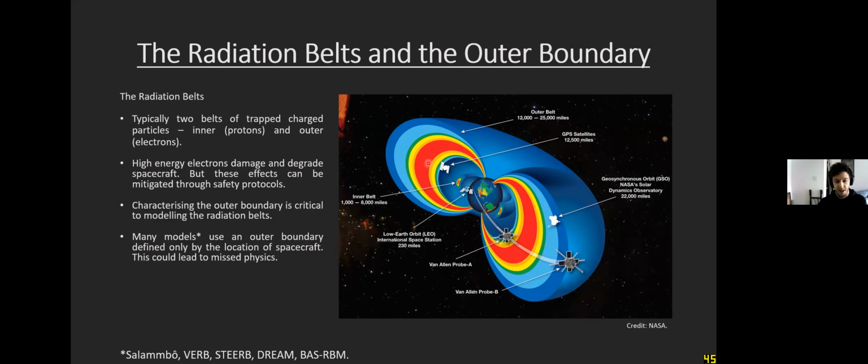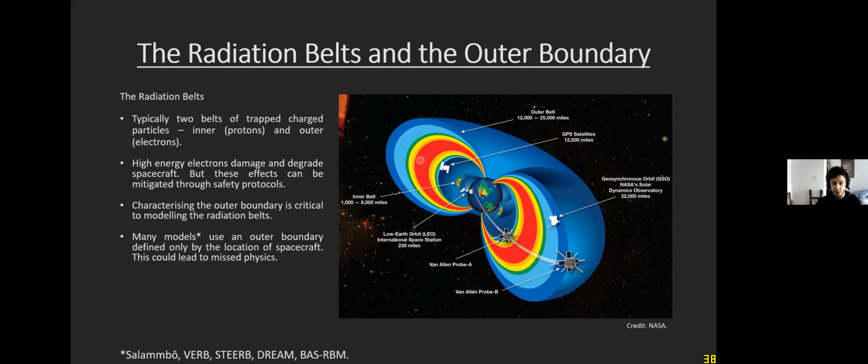Given the energies of the electrons in the outer belt, it can be damaging to spacecraft, both on a long-term basis in terms of just degradation of instruments, but also on a short-term basis. If you have a storm and there's a sudden enhancement and you have very high energy electrons, they can penetrate into spacecraft and destroy circuitry and things like that. So being able to model this system and predict the long-term effects, but also the short-term effects, is really important to the continued lifetime of spacecraft operating in this region.